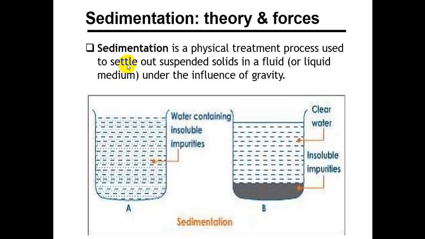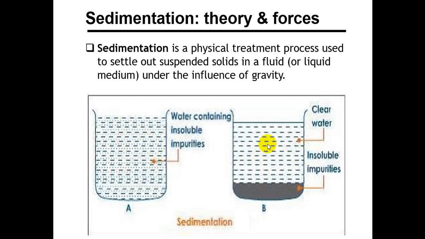Looking at the diagram here, this is water containing insoluble impurities. The impurities should be insoluble. So this water, you can say that it contains particles of sand of different weight and different sizes and shape. So when we shake up this water, when we mix up this water vigorously, the sand particles will be proportionally dispersed throughout the water.